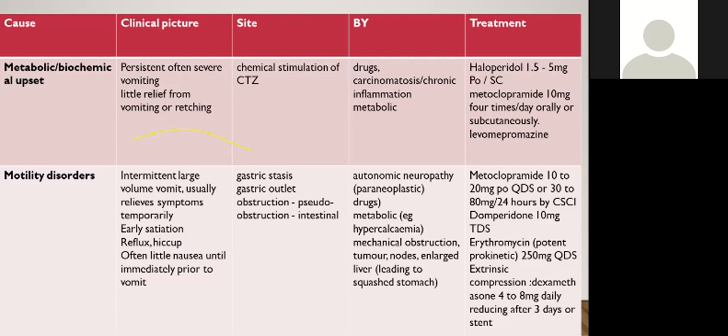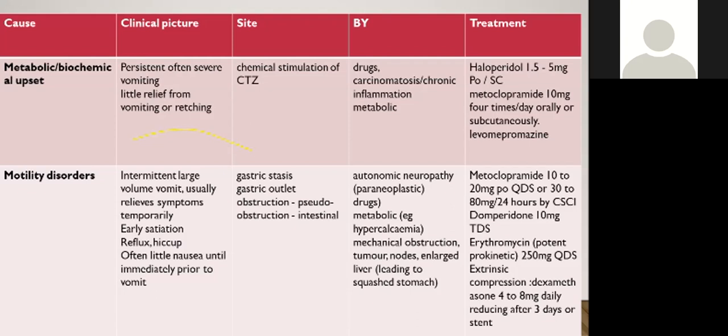So autonomic neuropathy, paraneoplastic drugs, metabolic causes, hypercalcemia, mechanical obstruction, tumor nodes, enlarged liver. So I mentioned when hepatomegaly can compress on the stomach, leading to squashed stomach. That is also a cause of motility disorder. So what do you give for that?